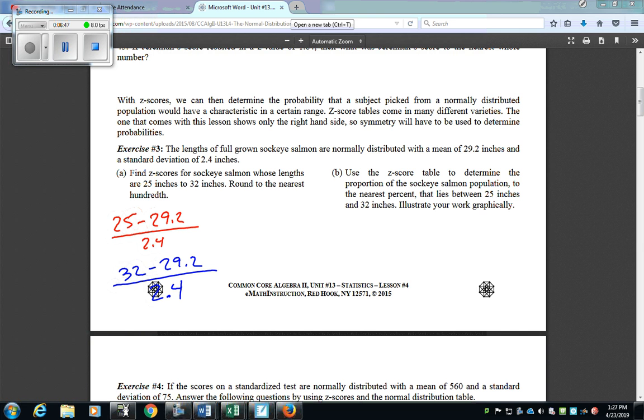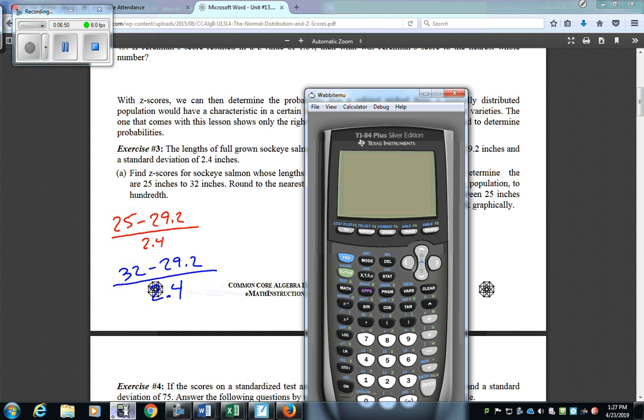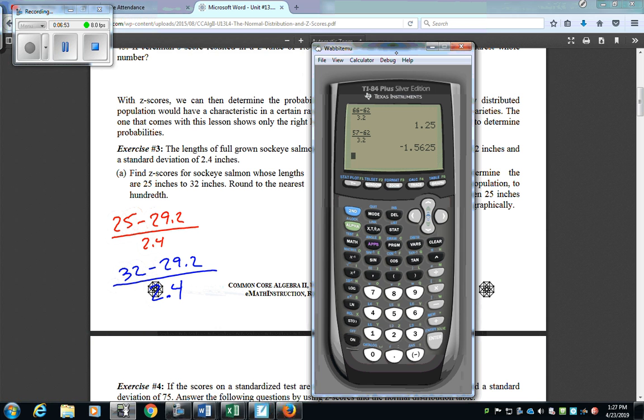I'm going to pull the calculator out. We've got 25 minus 29.2, and I should have done a fraction: alpha y equals 25 minus 29.2 divided by 2.4. That gives me negative 1.75. And then I want to do 32, so I'm going to change that 25 to a 32. It's going to get 1.17, rounded to the nearest hundredth.